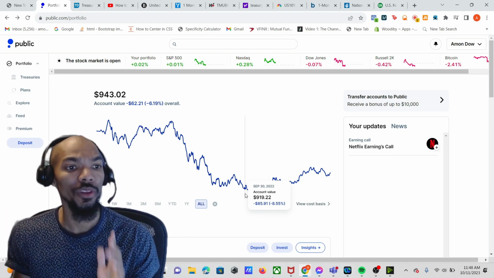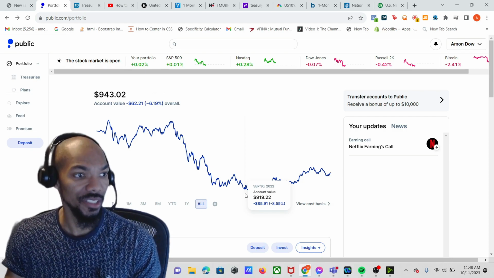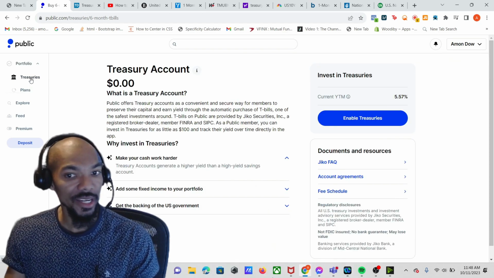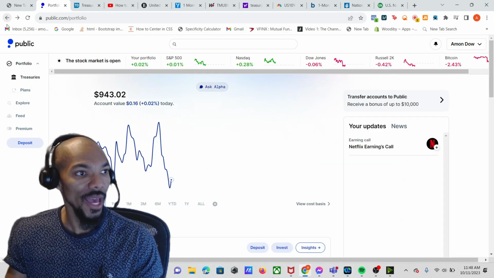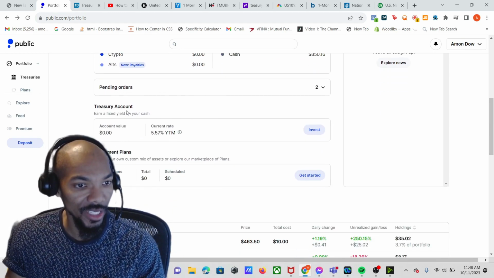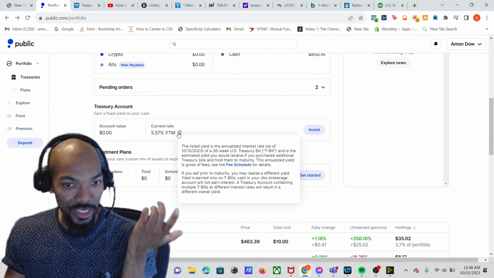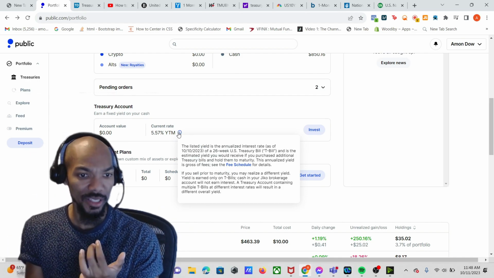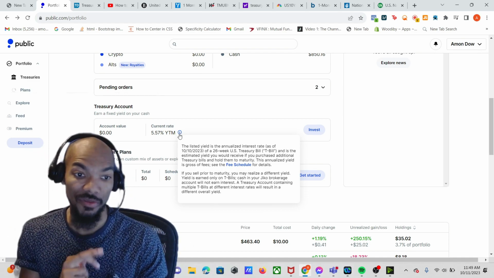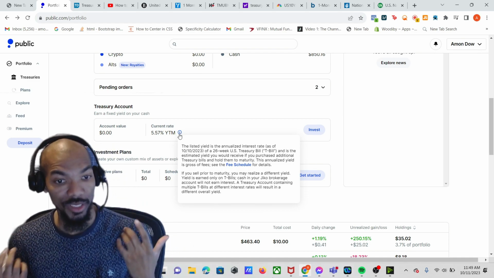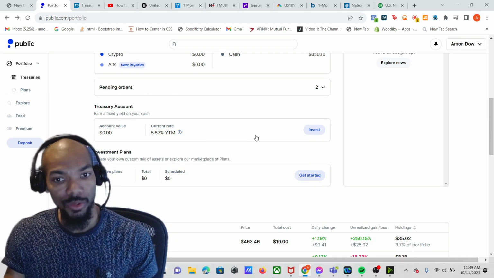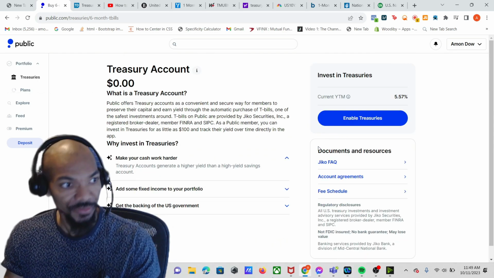So the first thing we'll do, there are two ways. Once you sign on to your Public account, you can click Treasury here, or we can go back and scroll down, and here it says Treasury Account, and it shows you the current yield you would get. This is for 6 weeks. The current yield is 5.57 for the 26 weeks, and they do have a small fee, but I'll go over that as well, so you can hit invest.